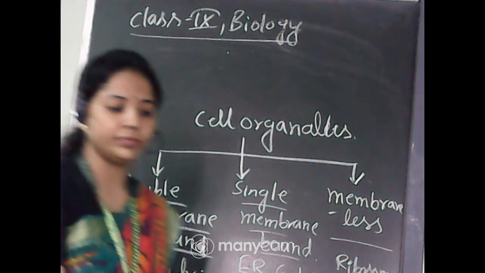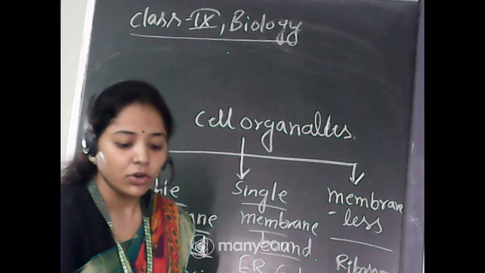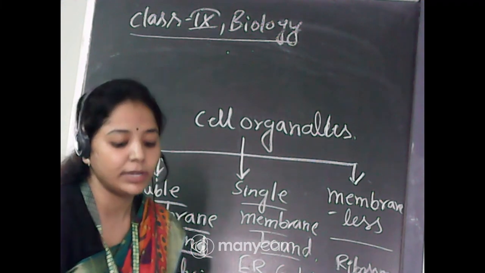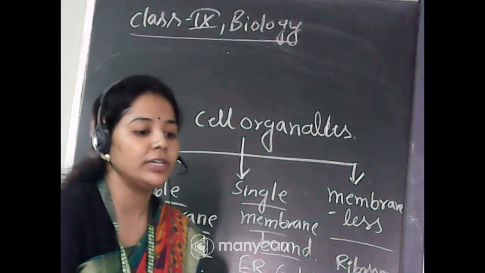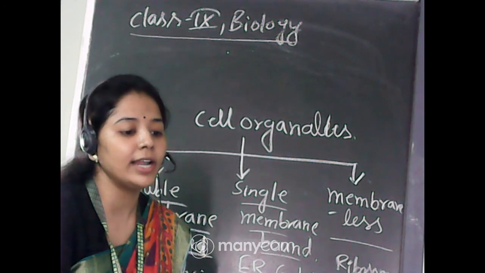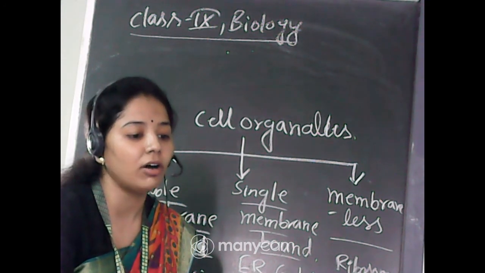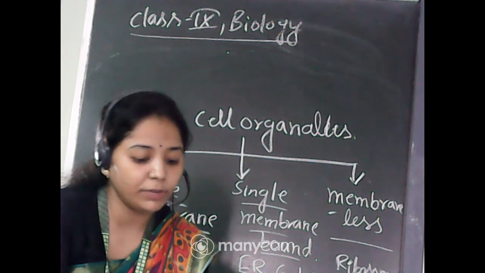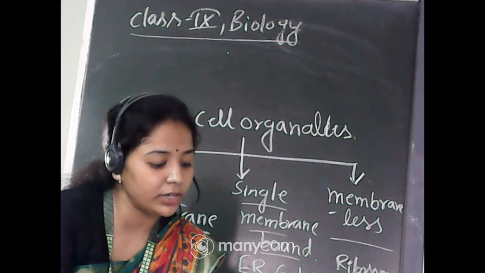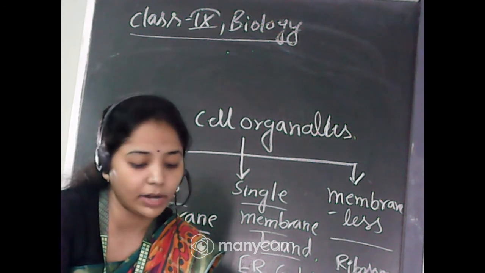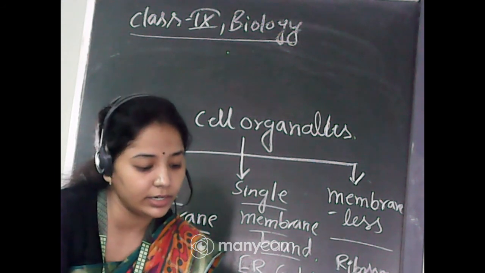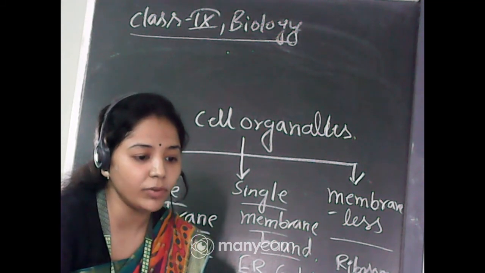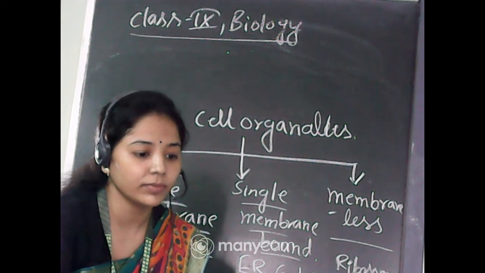Okay, in the next class we will discuss cell inclusions, then endoplasmic reticulum, and we will discuss in more detail each of them: endoplasmic reticulum, then Golgi apparatus, then lysosome, then mitochondria, then plastid. Okay? Is it clear to you everyone? Okay.